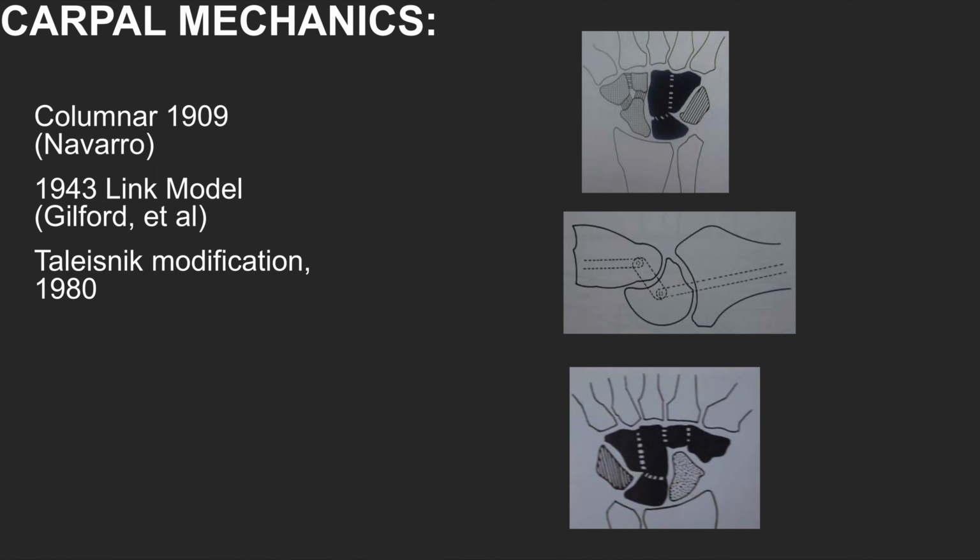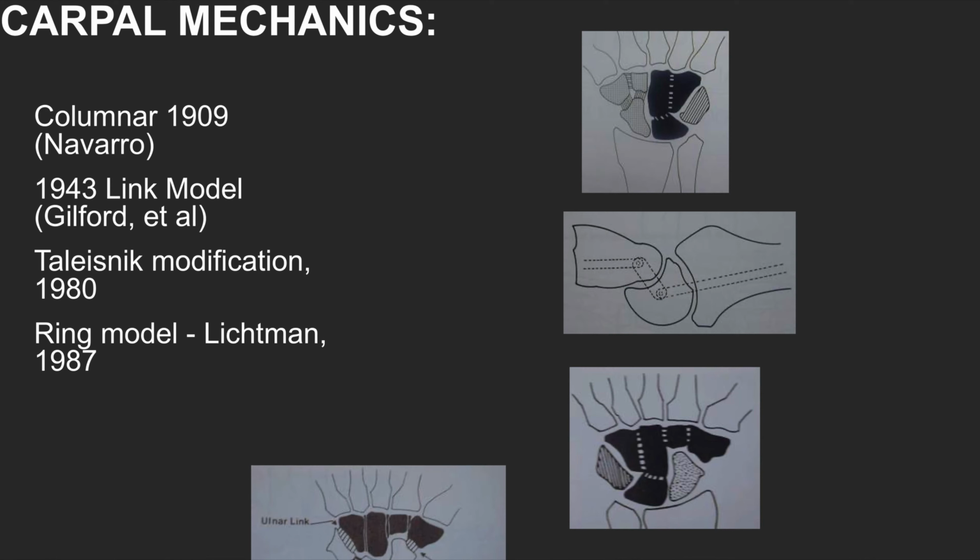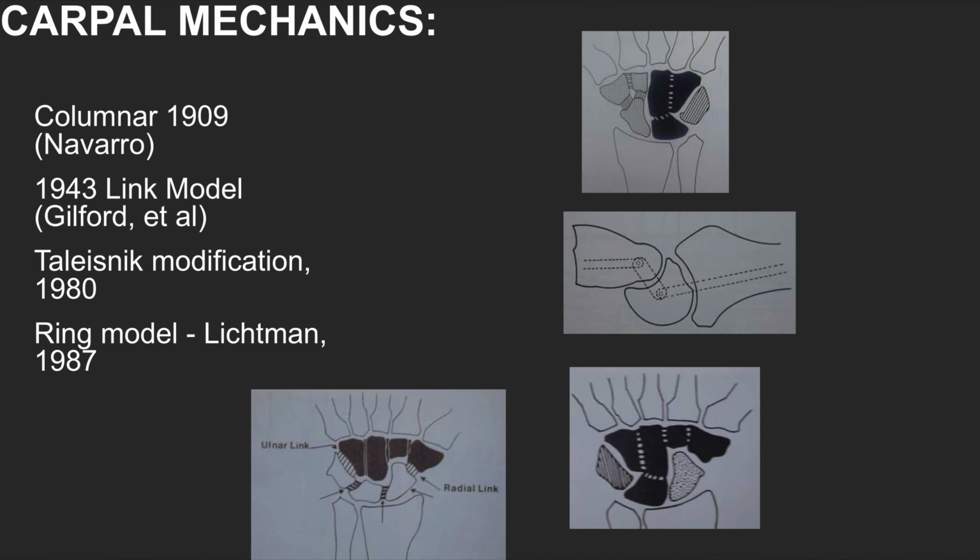Telesnik made a modification of the columnar theory to include the distal row. The distal row doesn't really have much motion at the CMC joints, so one can think of all of those carpal bones moving as one. And the ring modification by Lichtman, who described the carpus as a ring model, similar to one would think of the pelvis.